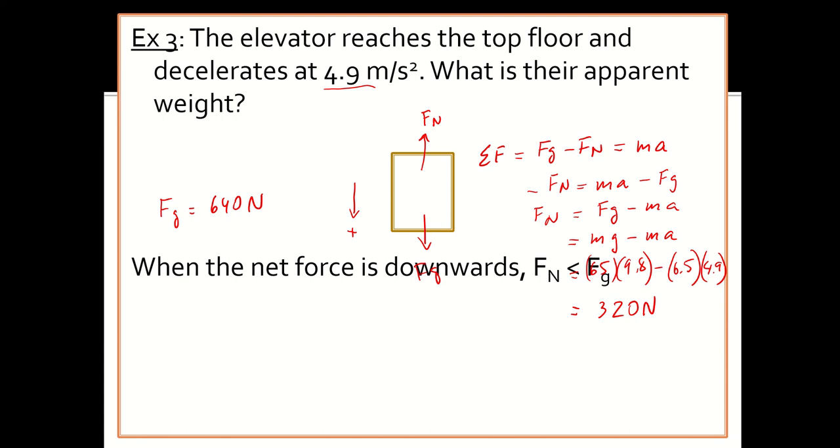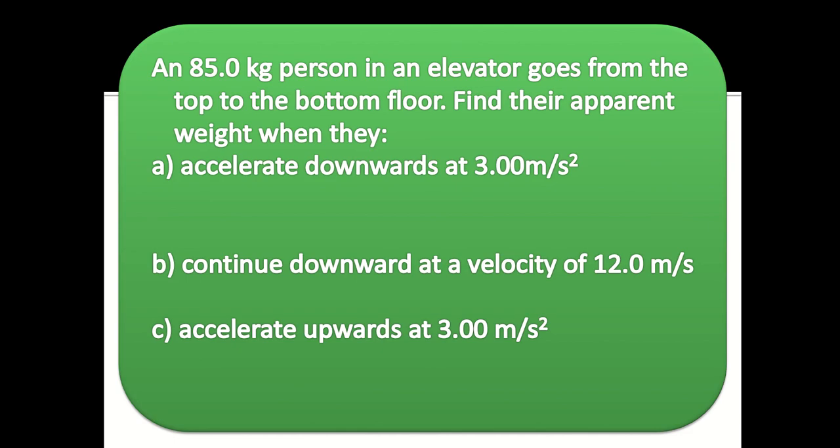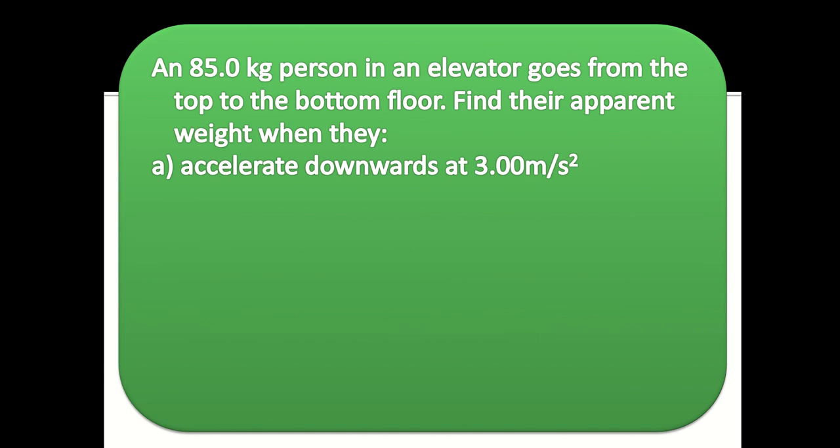Okay, so let's take a look at one more case here. So here we have another person, 85 kilograms, in an elevator, and the elevator goes from the top to the bottom floor. Find their apparent weight when they accelerate downward at 3 meters per second squared, when they continue downward at a constant velocity of 12 meters per second, and then accelerate upwards at 3 meters per second squared. So let's take a look at the first case.